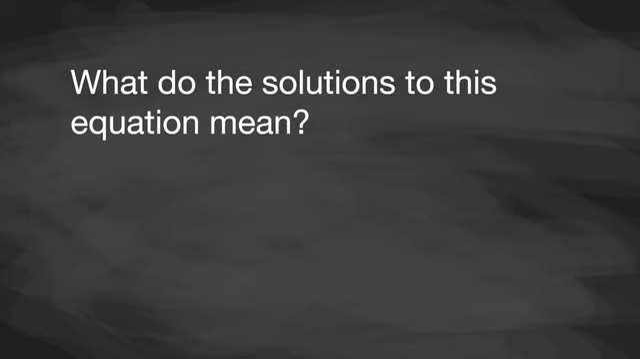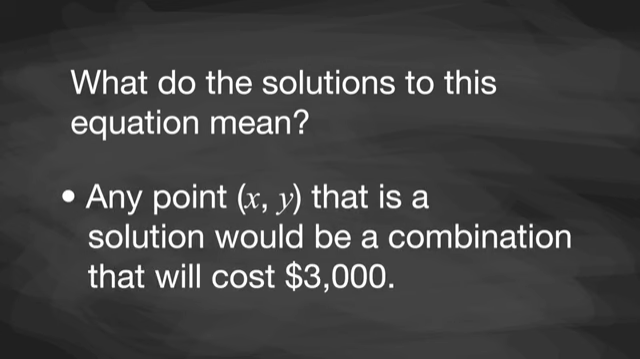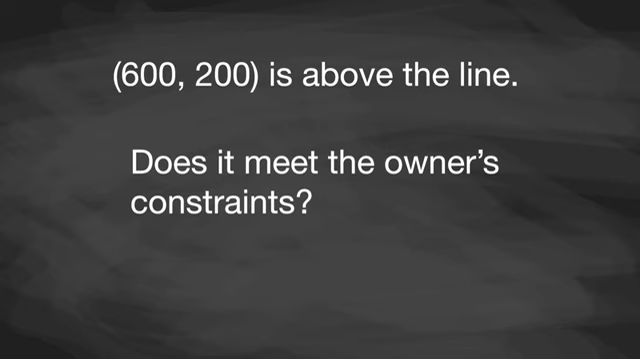What do the solutions to this equation mean? Any point (x, y) that is a solution would be a combination of artificial turf and gravel that will cost $3,000. The point (600, 200) is above the line. Does it meet the owner's constraints? Since it is above the line, it is above the $3,000 budget.